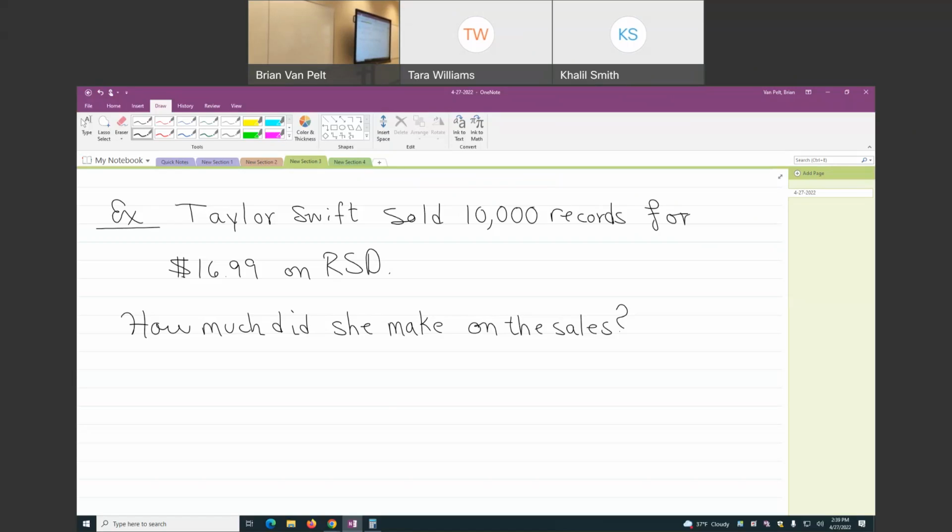Tell me what you got. Either one, I don't care. 1.699. You got to keep all the decimals. It was 16.99, right? Times 10 to the fourth. We have, I think, 16.99 times 10 to the fourth. This is how many records she sold, and this is how much money she made total. Do you agree with that? That's $16.99 times 10,000, correct?